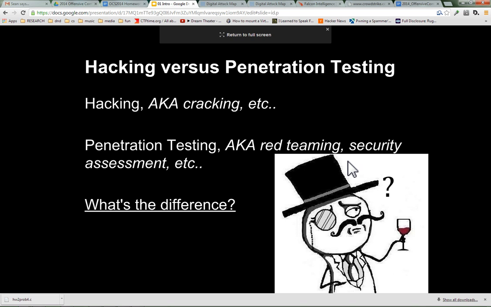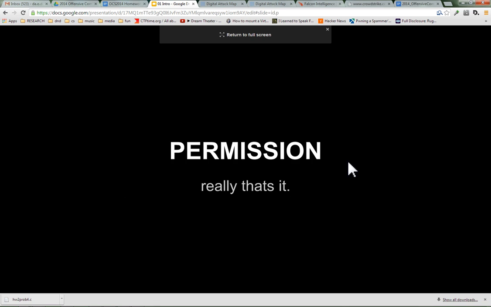So pen testing sounds a lot like hacking. You're getting paid to break stuff. Criminals, in a sense, get paid to break stuff by the money that they steal. So what's really the difference?